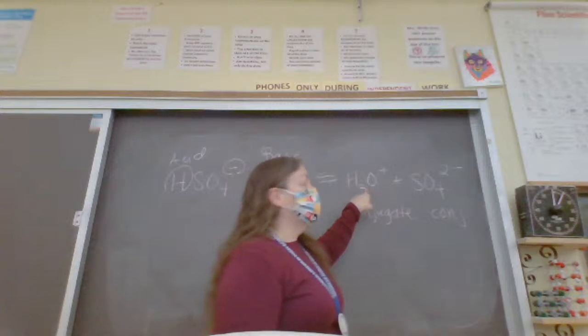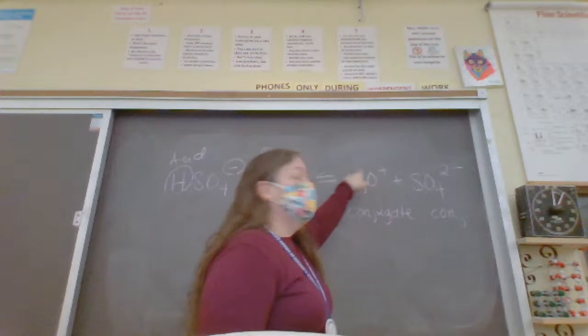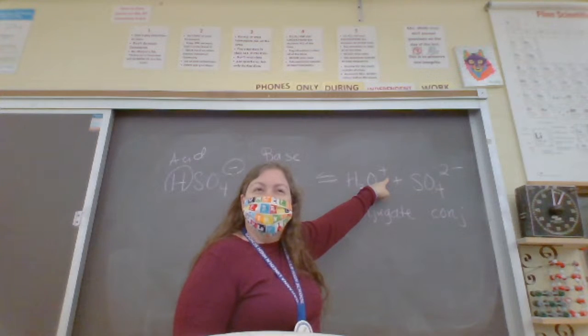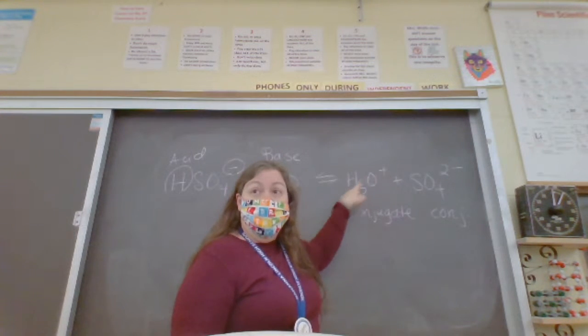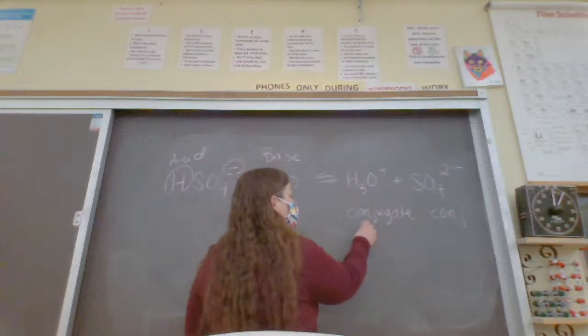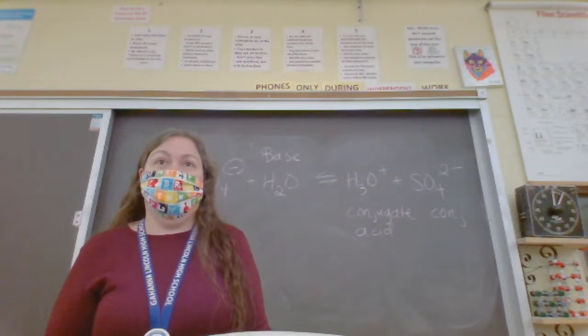So how do we determine if this is a conjugate acid or a conjugate base? Well, just look at it. Look at its charge. Can this thing act like a base? No, it's not negative, is it? But can it act like an acid? Yes, it has an H it can lose. This can act like an acid, so it would make sense to call it a conjugate acid.